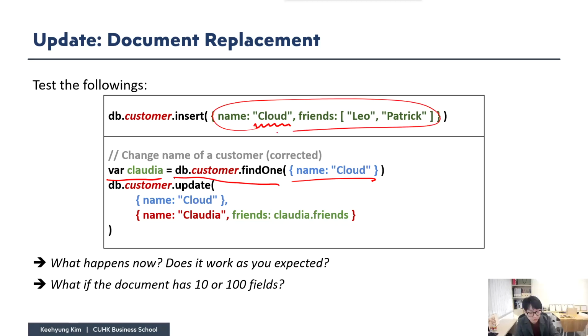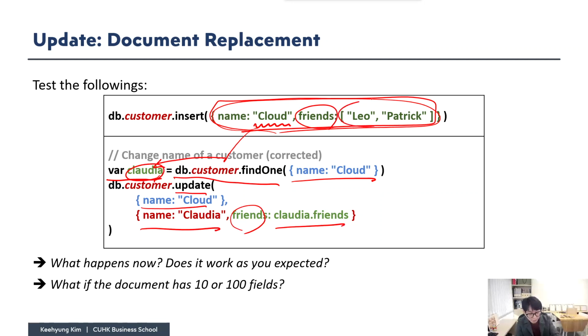So this document, you save it into the Claudia variable. And then you use the update function, find this document from the collection and update the name into Claudia, and for the friends field, use what's saved here. So take what's saved here and bring it back to here like this. Then the name will be changed into Claudia, and the friends field will use what's saved here, so we can bring it back. But this is not actually a good approach. It will work.